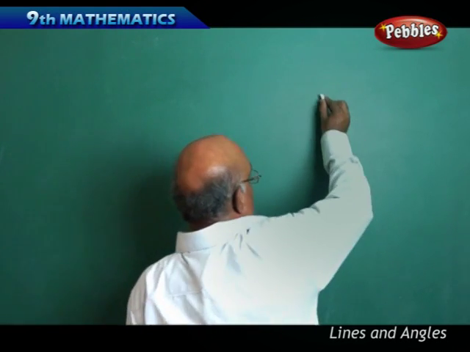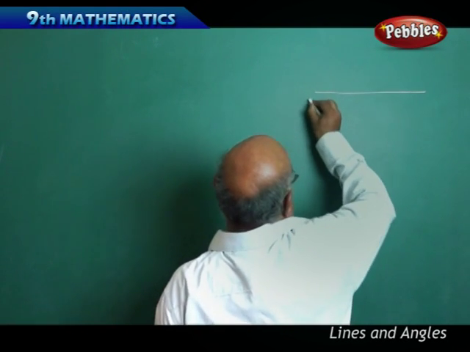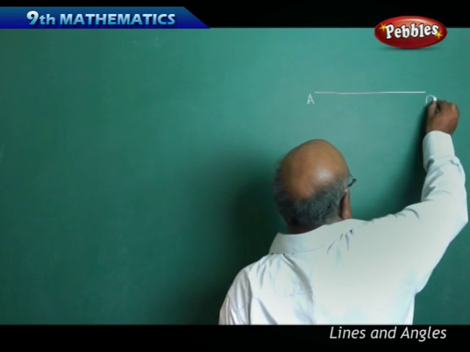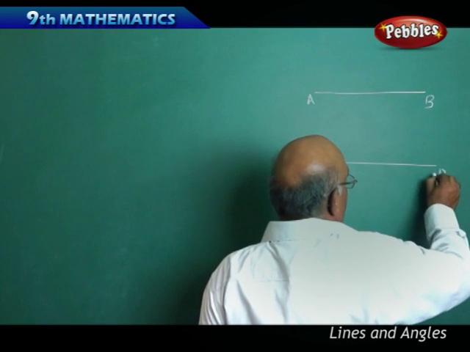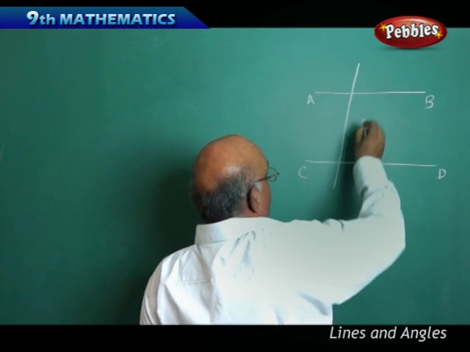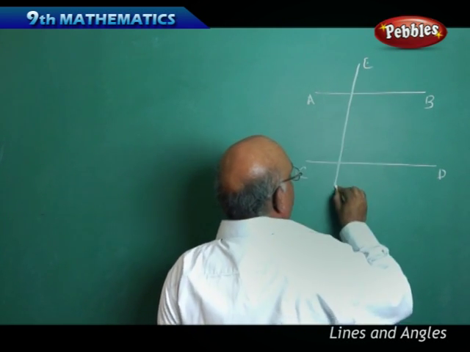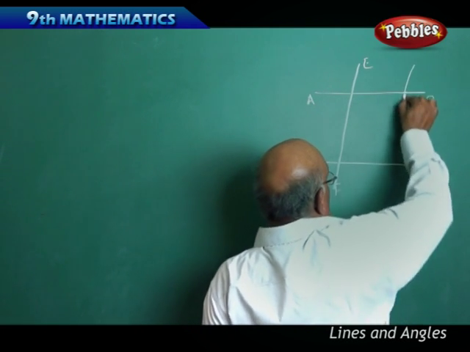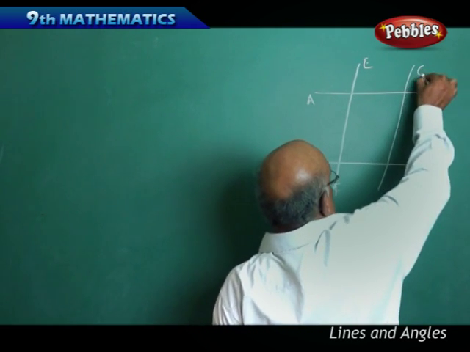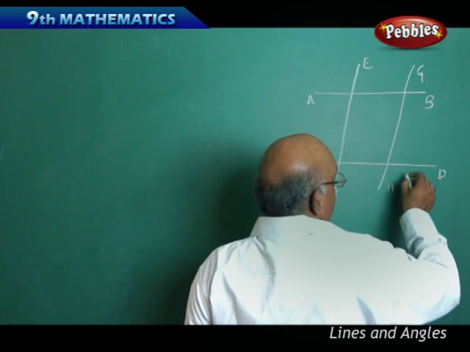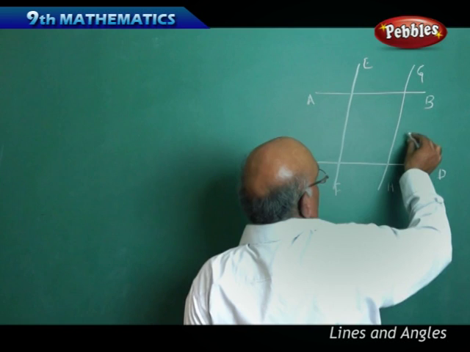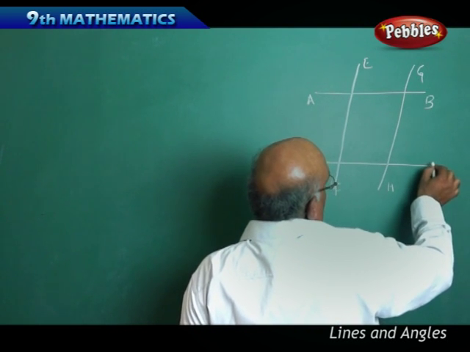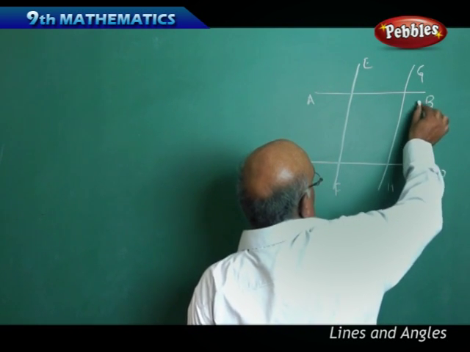From the figure, AB is one line segment, CD is the other line segment, and EF is one line here, and then GH is the other line. The angle G, angle D, actually we want to find out this angle.